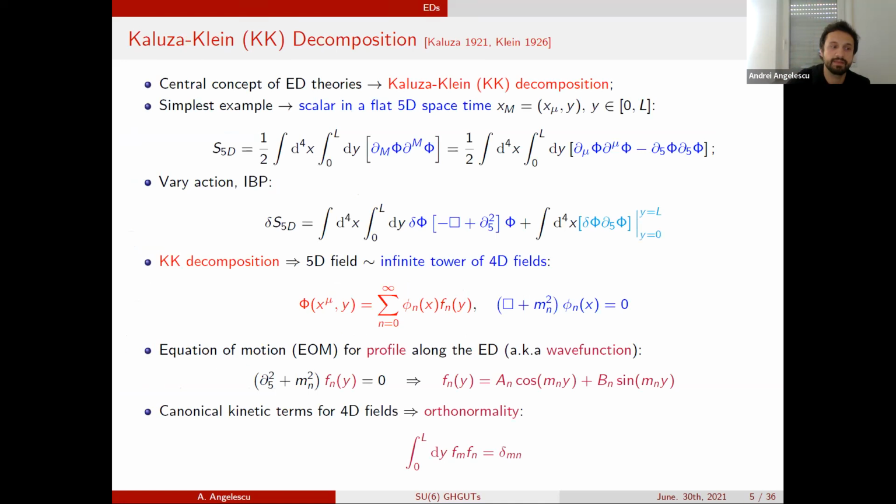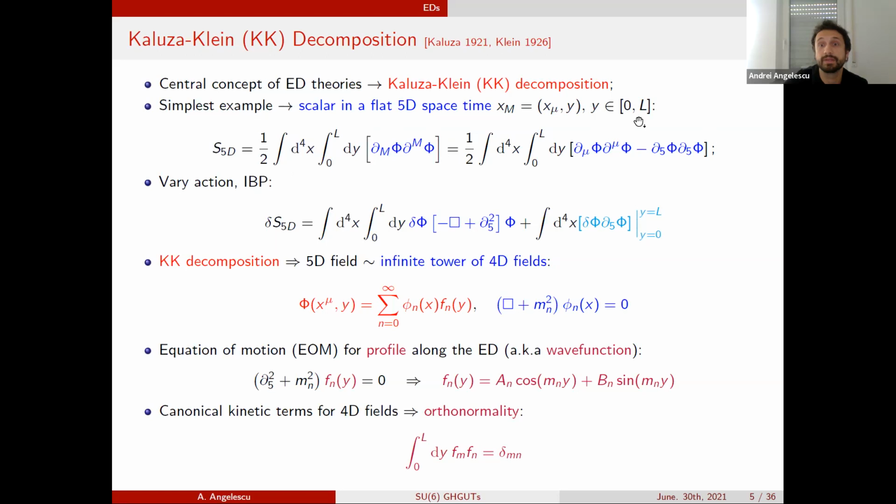And I think the main idea of extra dimensions is the so-called Kaluza-Klein decomposition. To see how this works, we'll just choose a simple example, where you have a scalar in a flat 5D spacetime. Of course, because we only see four dimensions, the extra dimension has to be finite and microscopic. So in my case, it's going to be an interval.